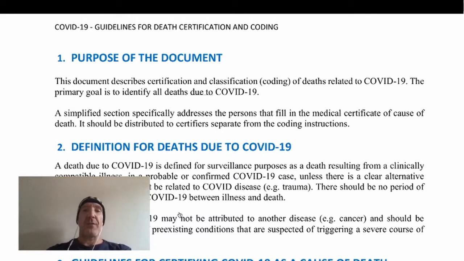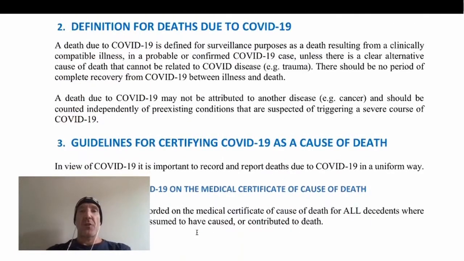Second, definition for deaths due to COVID-19. You would think that whatever is defined here will then get out to the public. So somebody dies, you classify, you define him as died by COVID-19, and then this gets into the official statistics. We're going to look at that in a second. A death due to COVID-19 is defined for surveillance purposes as the death resulting from a clinically compatible illness, whatever that means, in a probable or confirmed COVID-19 case.